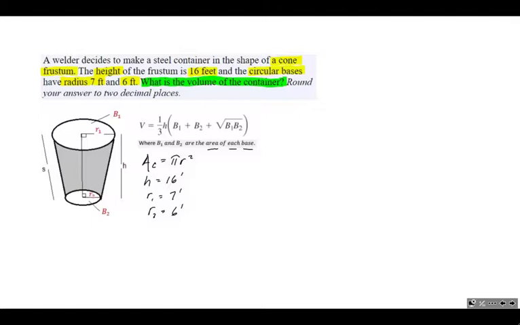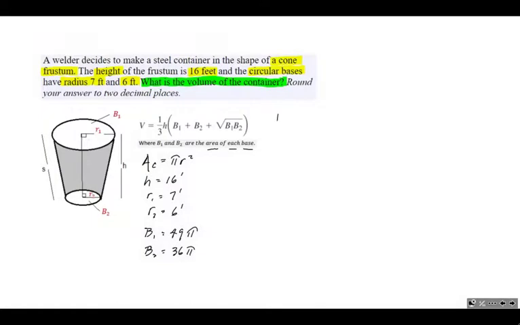Let's calculate, given that, and given our formula for the area of a circle, our base 1 and our base 2. We can represent these in terms of pi for the moment. Let's start with base 1. It's going to be pi times 7 squared. 7 squared is 49, so we can write that as 49 pi. And B2 is pi times 6 squared, or 36 pi. And with that, we have pretty much all the information we need to plug into our formula. So let's go ahead and do that.